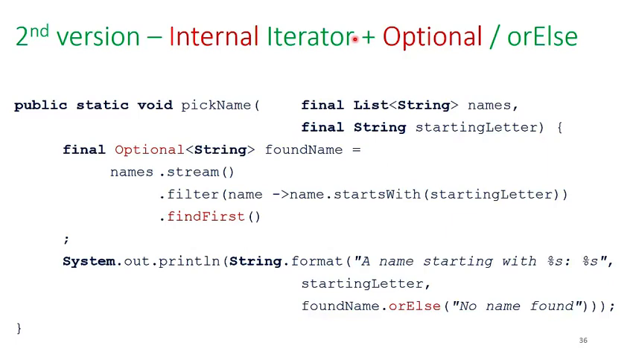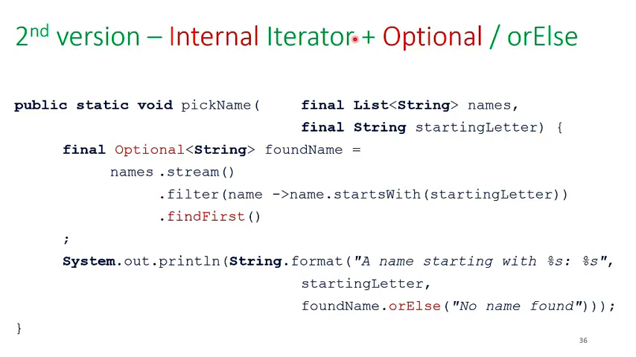Yeah, other question? So suppose I'm not using the find first method, instead I'm using the collect method and putting it into a list. Okay. All the names that are starting with a letter. Okay. So suppose I have 3 names that are starting with A, and then I'm using a list of string. Can I use the or else method on that list? Can you use or else method on the list?